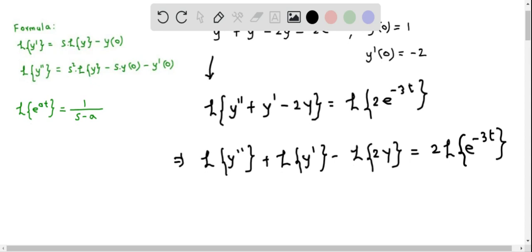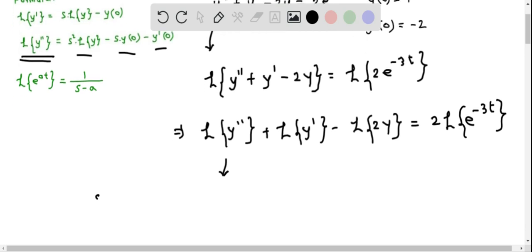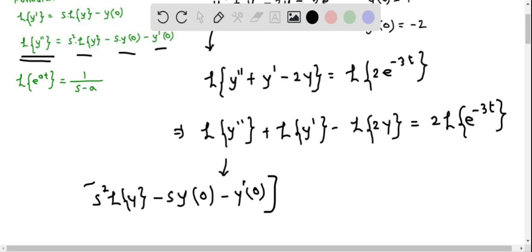Now, I'm going to use these two formulas. That is, Laplace transform of y double prime is given as s squared Laplace transform of y minus s times y of 0 minus y prime of 0. So let me use that formula. So therefore, this becomes s squared Laplace transform of y minus s times y of 0 minus y prime of 0. So I have used the formula for Laplace transform of y double prime.